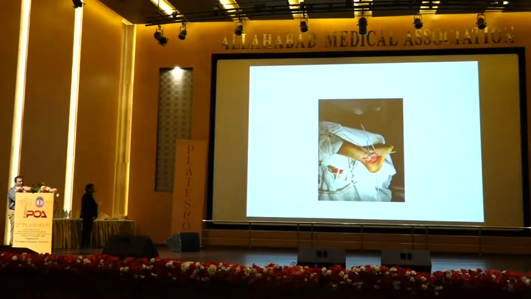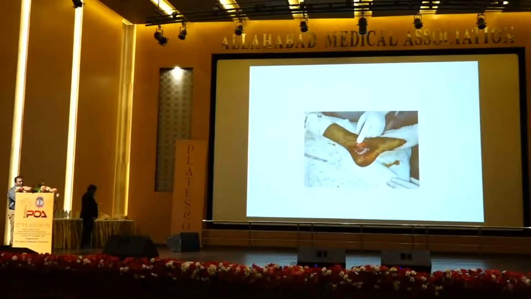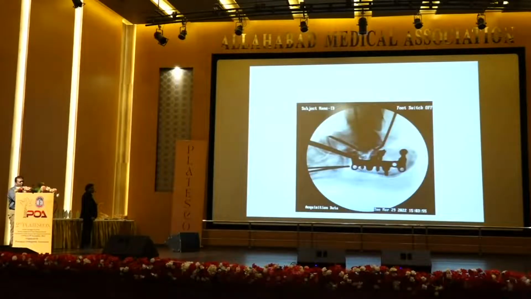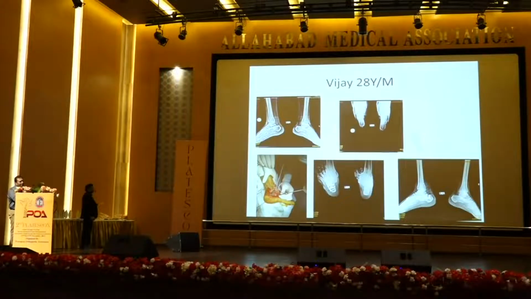Use the K-wire. These are the intra-op pictures. We place our plate back. This is our plate post-op picture. Vijay, again a 28-year-old male. Again, he had a joint depression type of fracture. Sorry, I don't have a CT right now, but we went ahead and put a plate in.